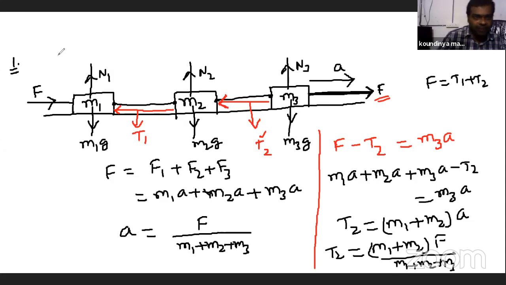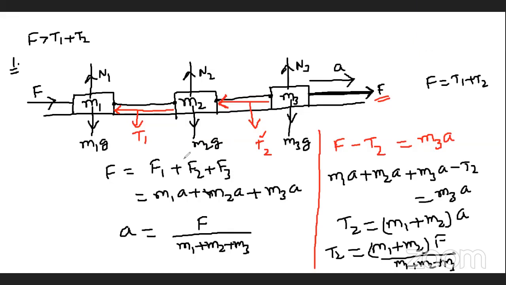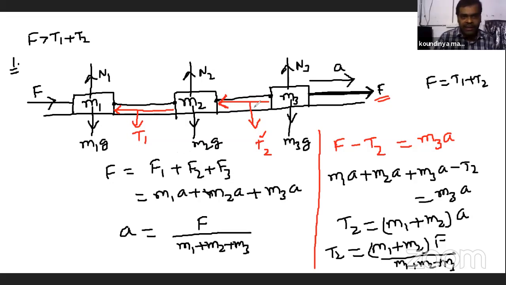Suppose, let us consider, if F is greater than T1 plus T2, then what will happen to all the objects? The entire body will move with a force, sir. Okay, so all the bodies, we are applying force towards the right. So M1, M2, M3 will move towards the right. So this is the case of non-equilibrium.